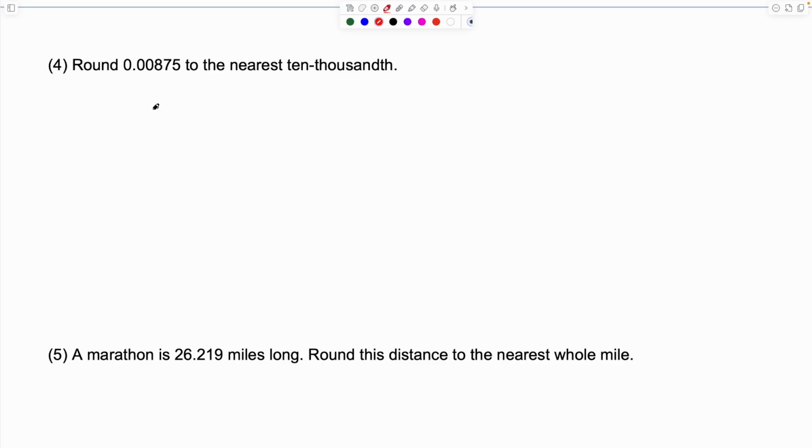Question 4, we're going to round 0.00875 to the nearest 10,000th. So if we're rounding to the nearest 10,000ths place, then what we have to do is we have to go out to this place over here.